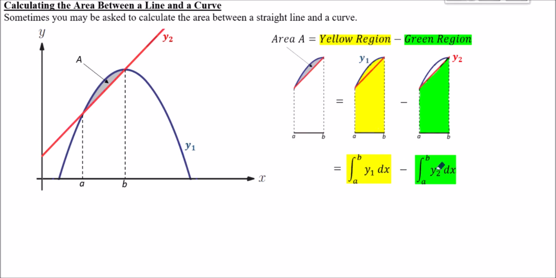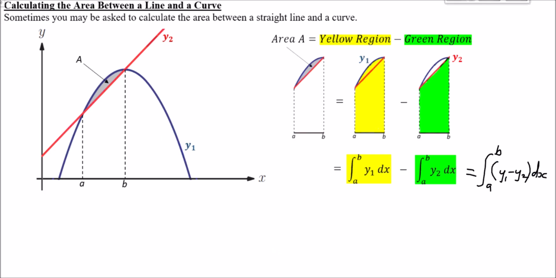integral separately. But because the limits are exactly the same, what we can do here is we can merge this into one integral. So that'd be the same as saying it's the integral from B through to A of y1 minus y2 with respect to x.